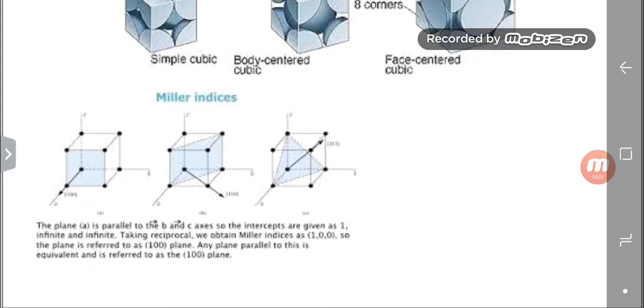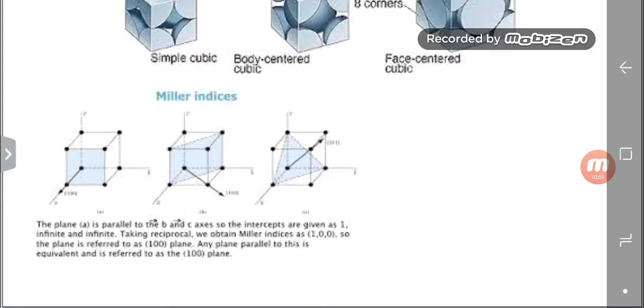Finally, there is a way to represent planes and directions in the cubic structure called Miller indices. If you cut the plane, the x, y, and z coordinates are expressed as 1 or 0 in the normal direction perpendicular to the plane.